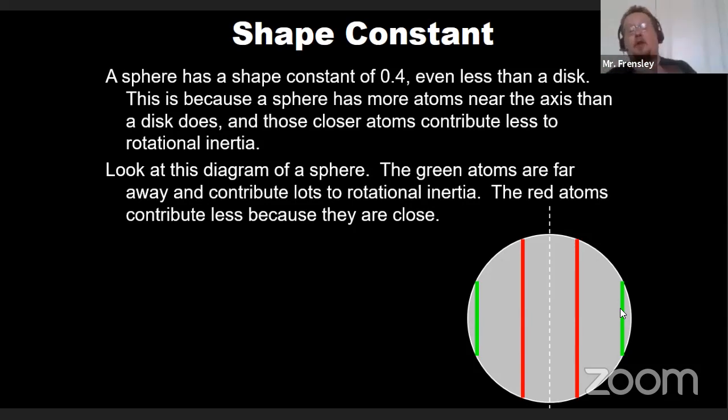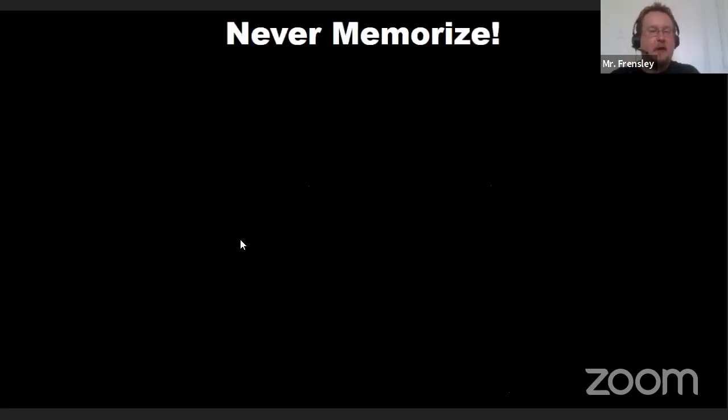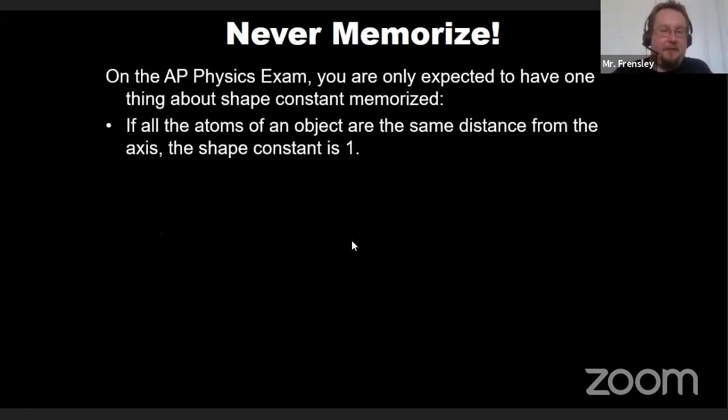So less atoms far from the axis, that's a lower shape constant. Okay, so there's more red atoms contributing very little, less green atoms that are contributing a lot, compared to a disk where there'd be a lot of green atoms on the outside and few red atoms near the middle, right? Okay, you are not expected to memorize the shape constants on the AP physics exams.